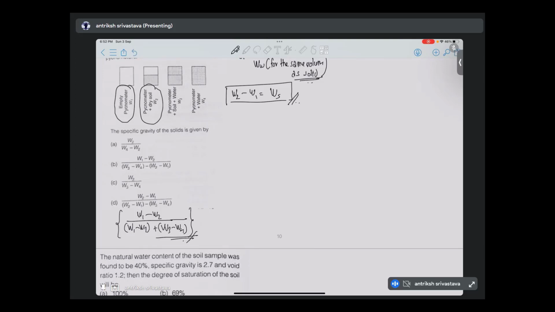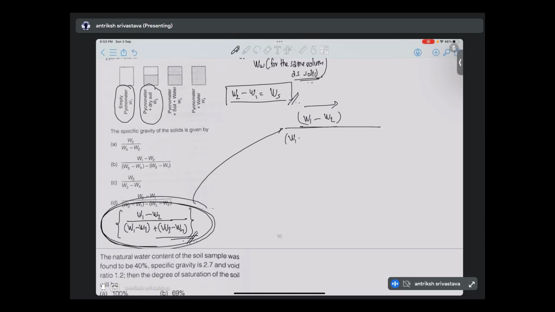Probably then I will tell you guys the trick to remember this. This is actually the easiest format to remember this equation. You just have W1 minus W2, going in serial order 1, 2. And then you have W1 minus W2 plus W3 minus W4. So 1, 2, 3, 4: minus, plus, minus. This is one of the easier ways to remember this formula.